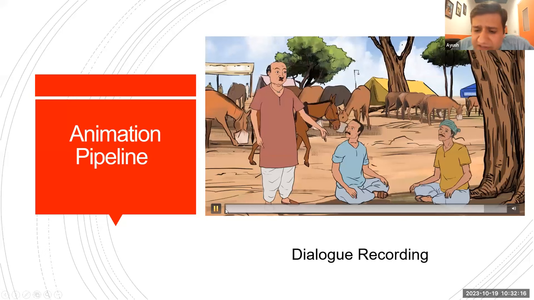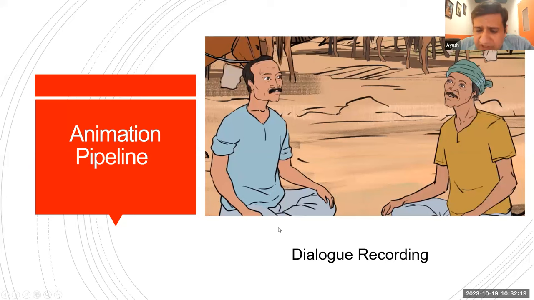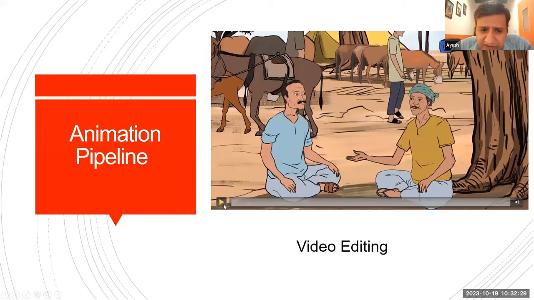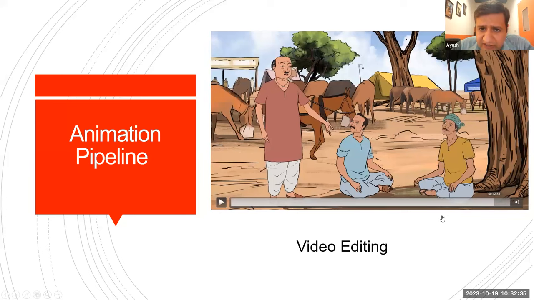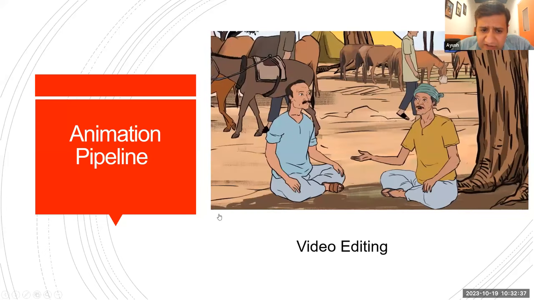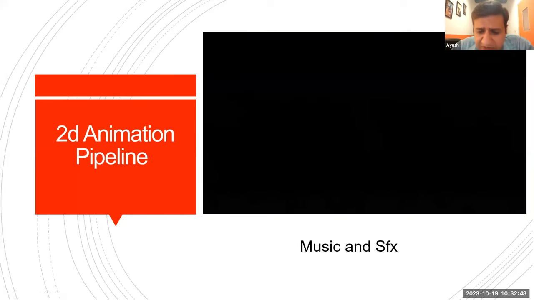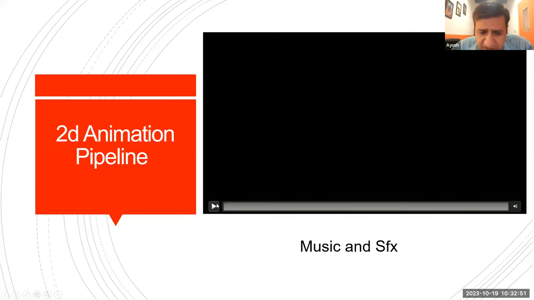Now here, this is a scratch recording. This is just to get the timing right, so that when we are animating, we get almost right, as close to how much time it will take. Once we are done with that, the editing happens, and then we add music and sound effects. The same thing is recorded with artists, with people who are professionally trained, and what it looks like is slightly even better.